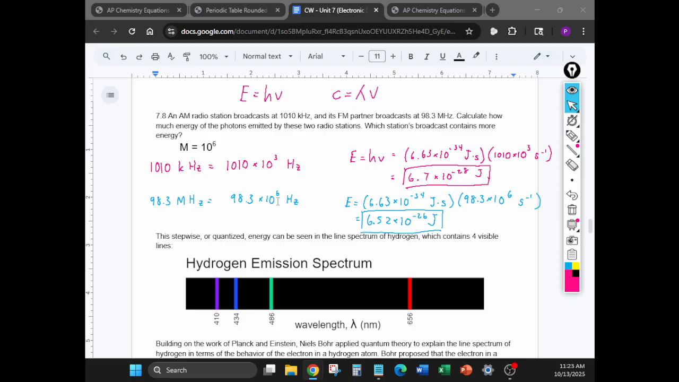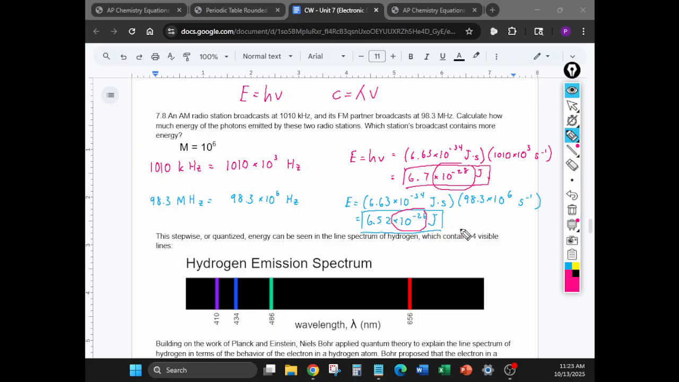Okay, guys, so hopefully the calculations are good for you guys. Now, last thing we're going to do is figure out which radio station contains more energy. If you take a look at it, first thing you want to do is just look at the exponents because that's the most important thing. 10 to the negative 28 and 10 to the negative 26.